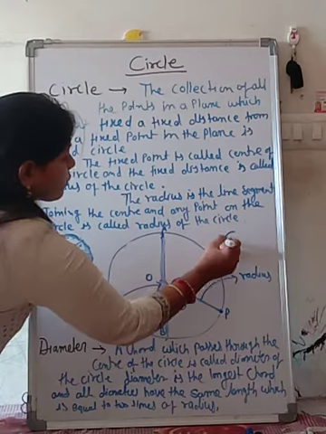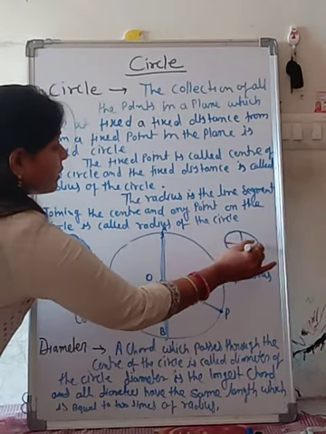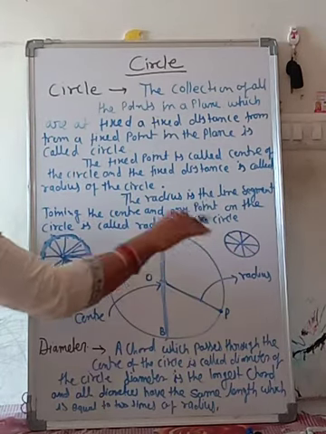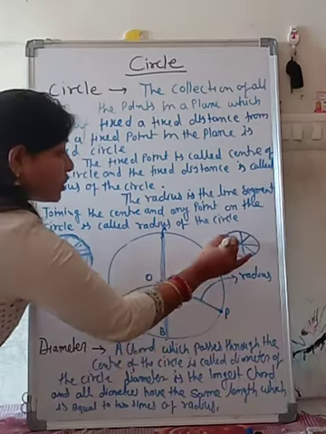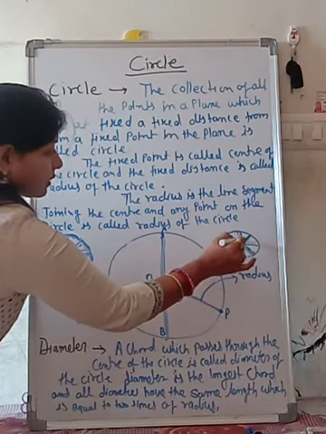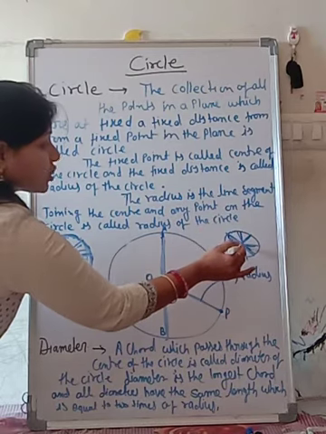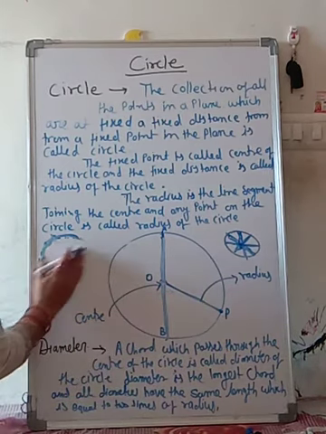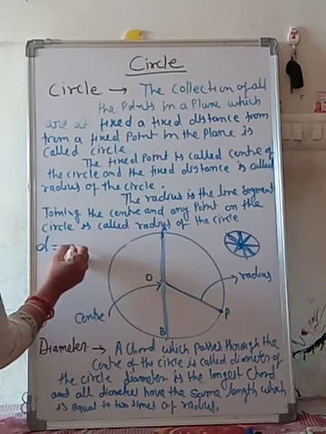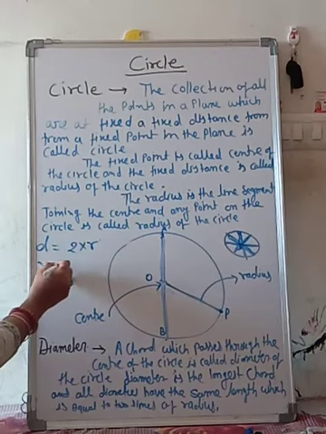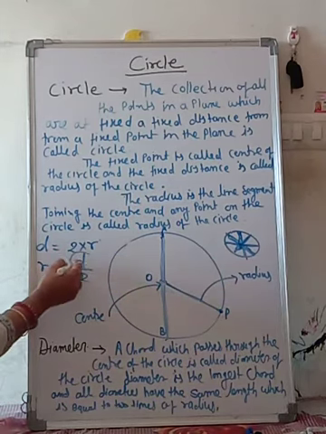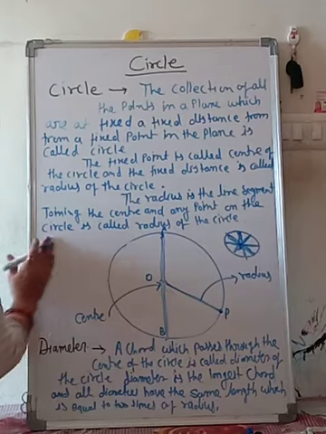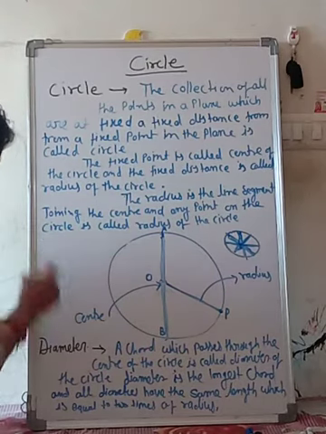Suppose here we are given a circle, and in this circle there are infinite diameters and infinite radii, and each diameter will be of equal length, and each radius will always be of equal length. The diameter is equal to 2 times the radius, and the radius is equal to half of the diameter. Here D represents the diameter. So these are the terms related to the circle. Now let's start our next terms.